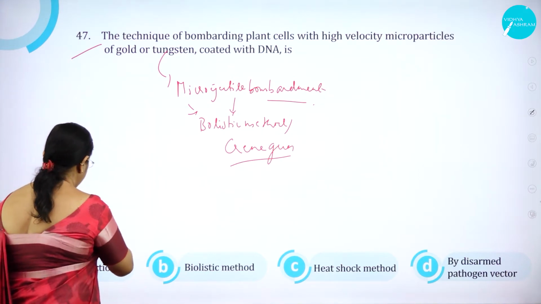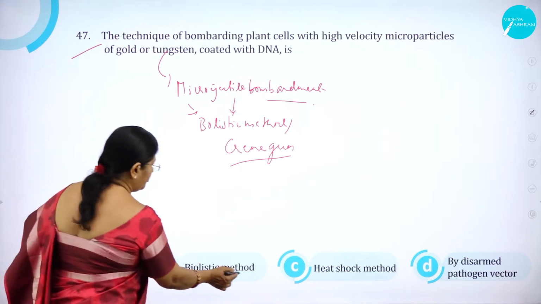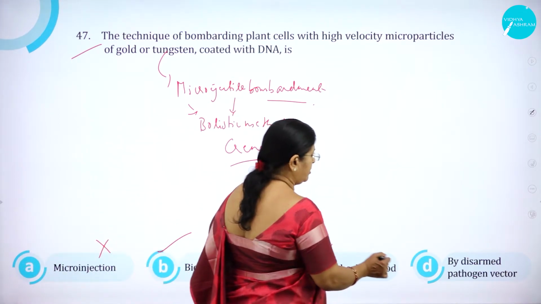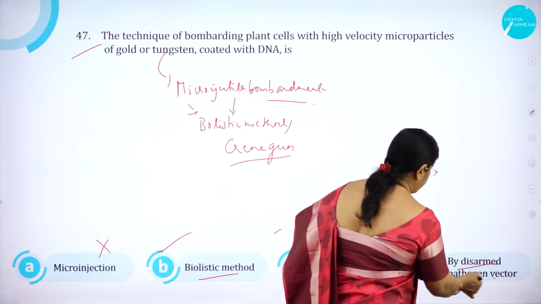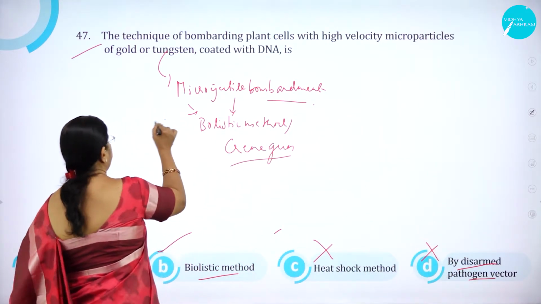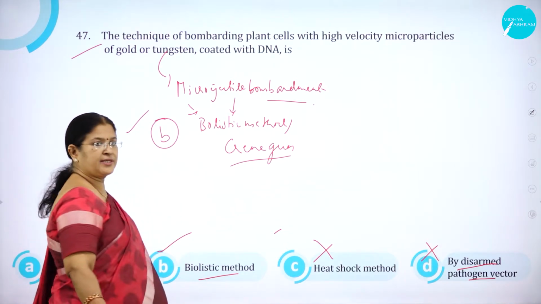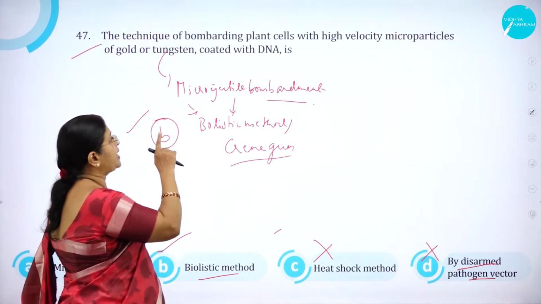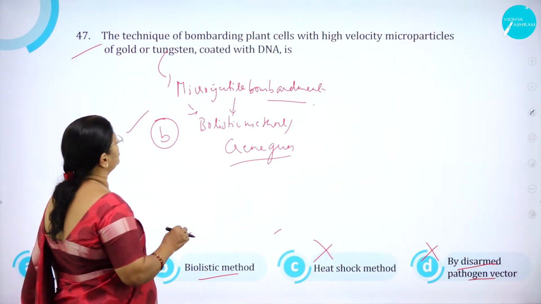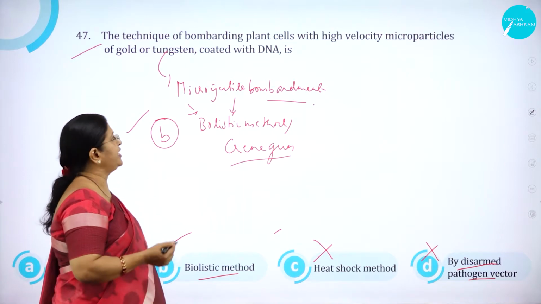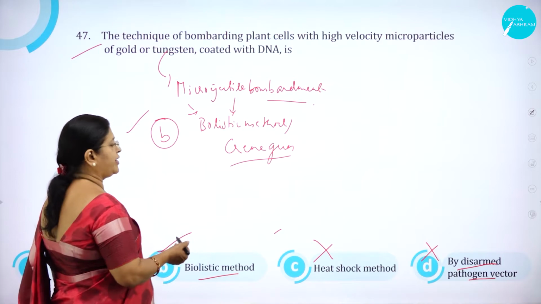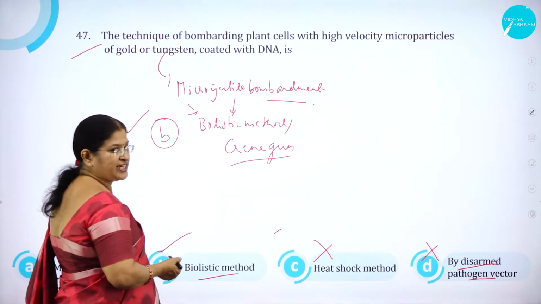Option A, microinjection, wrong. Option B, ballistic method, correct. C, heat shock method, wrong. D, by disarmed pathogen, wrong. So option B is correct. That is, the technique of bombarding plant cells with high velocity microparticles of gold or tungsten coated with DNA is also called microprojectile bombardment, or ballistic method, or gene gun.